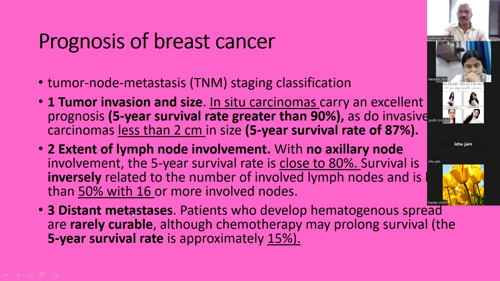Distant metastasis. When the cancer has spread to other parts of the body, the prognosis is very bad. When there is distant metastasis, the 5-year survival rate is 15%. Out of 100 patients, only 15 people will survive more than 5 years after mastectomy and chemotherapy, in case of stage 4.